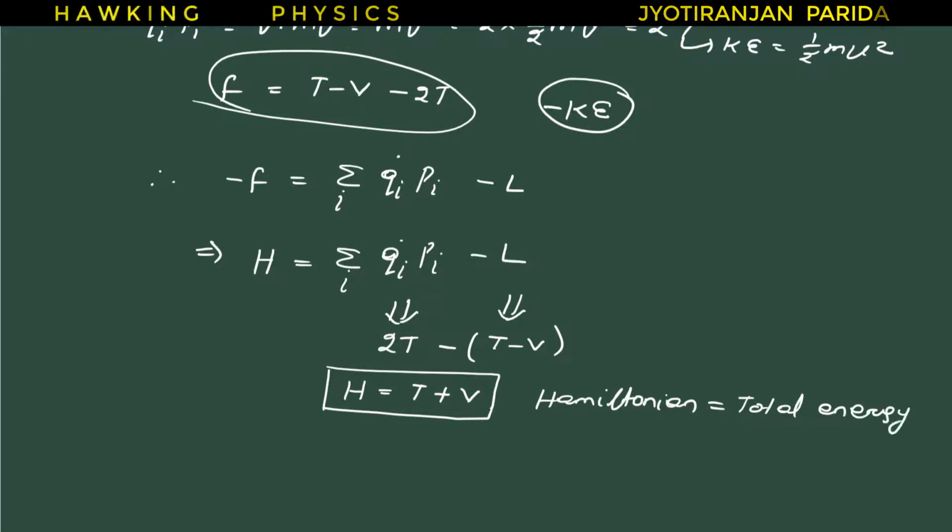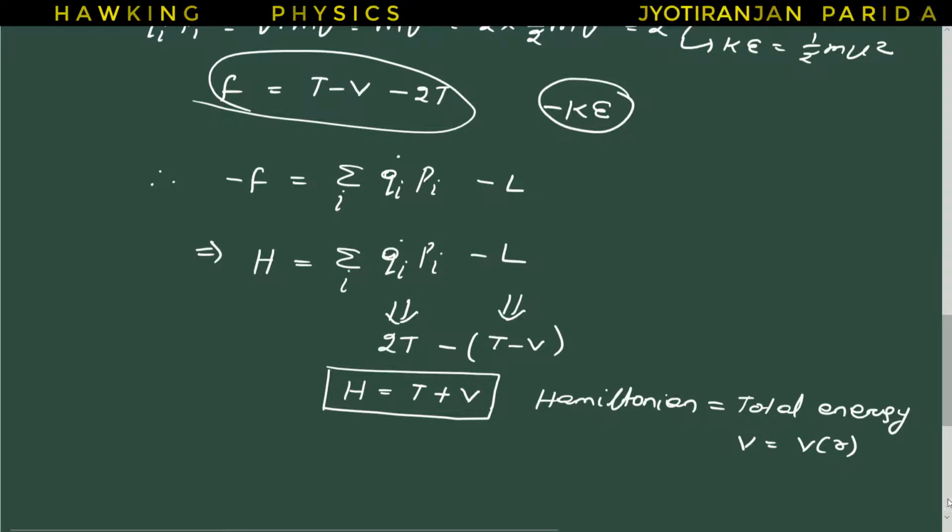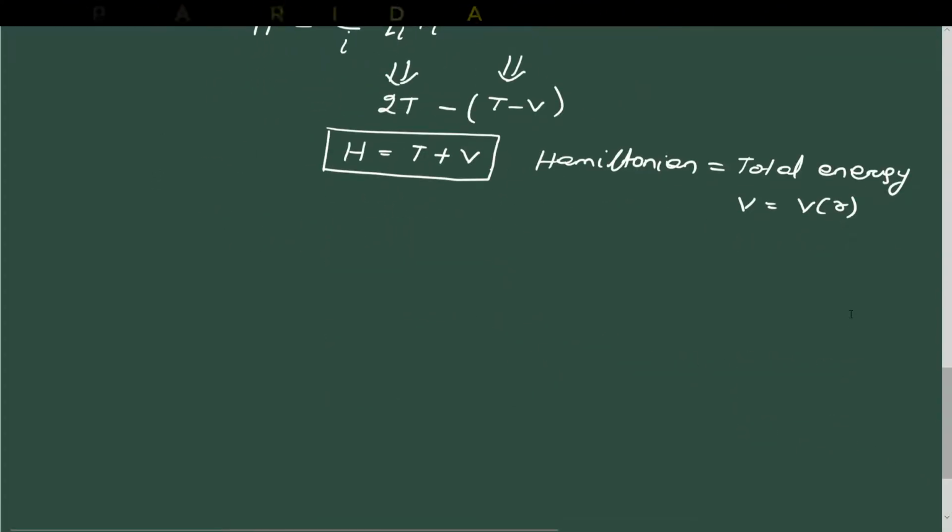Okay, and this is possible only when the potential energy V is a function of position only. That is, potential energy does not depend upon time. Then we can say Hamiltonian is the total energy of the system. Okay, this is our transformation, that is from Lagrangian to Hamiltonian.